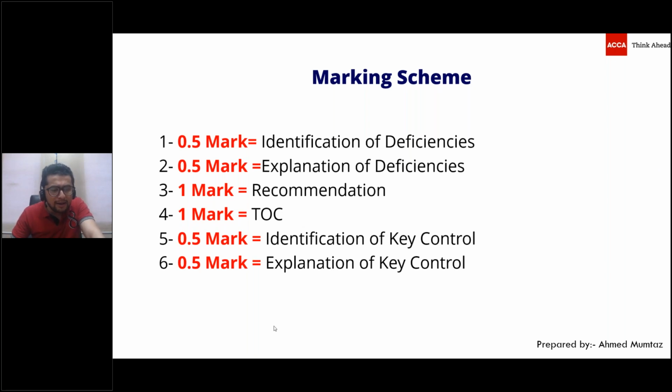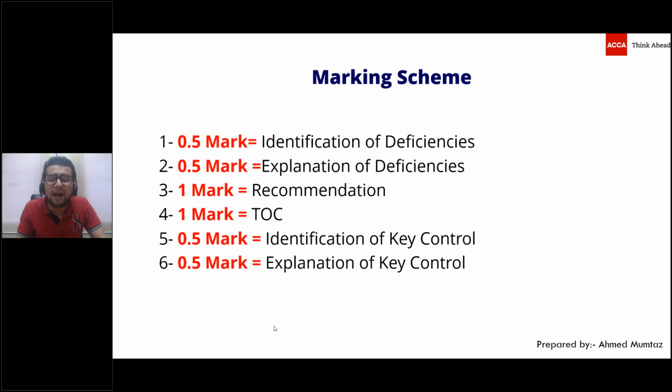Okay. Mega has asked a question. What is the difference between the recommendation and test of control? When you are recommending, you are suggesting this should be the control which you should implement. And when you are applying the test of control, you want to test whether that control is operating effectively or not. So let me give you an example for that.